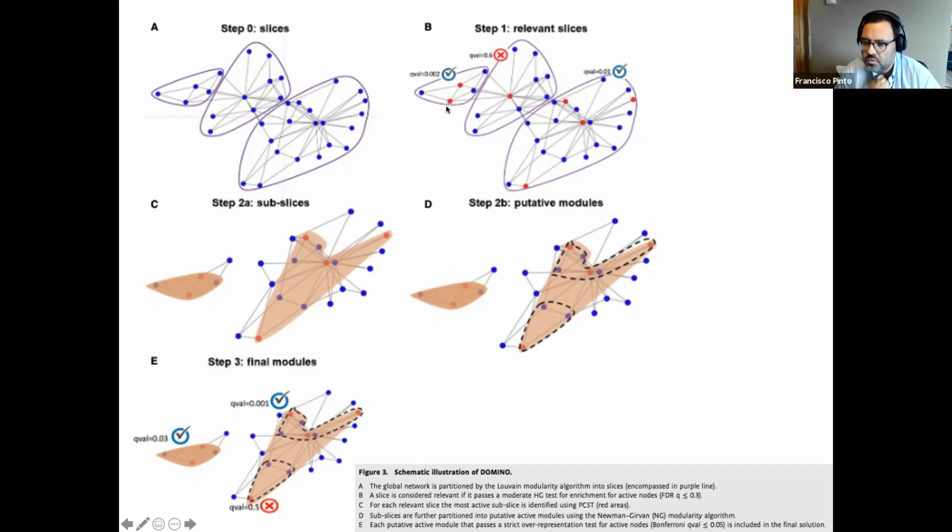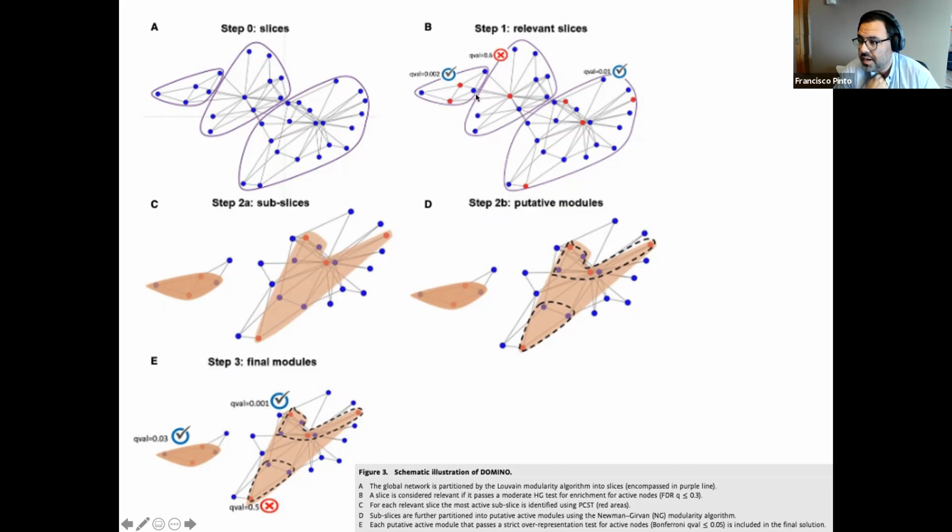And how do they do this? They use a hypergeometric test, which is an enrichment test. So it asks the question: in this small slice, I have 1, 2, 3, 4, 5 nodes, and within those 5 nodes, I have 2 that have a significant result in the omics experiment. I know that in the full network I have 1, 2, 3, 4, 5, 6, 7 red nodes. So what is the probability, if I pick 5 nodes by chance from the full network, that I get 2 red nodes or more?